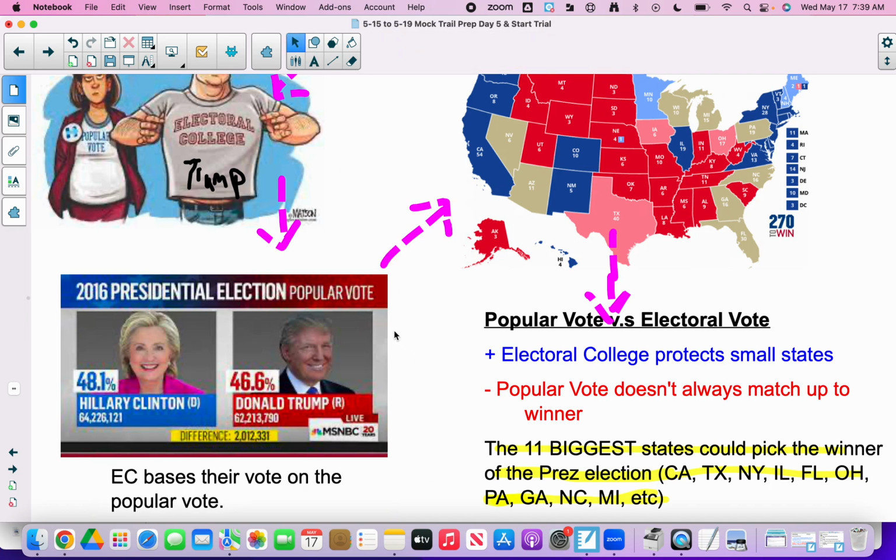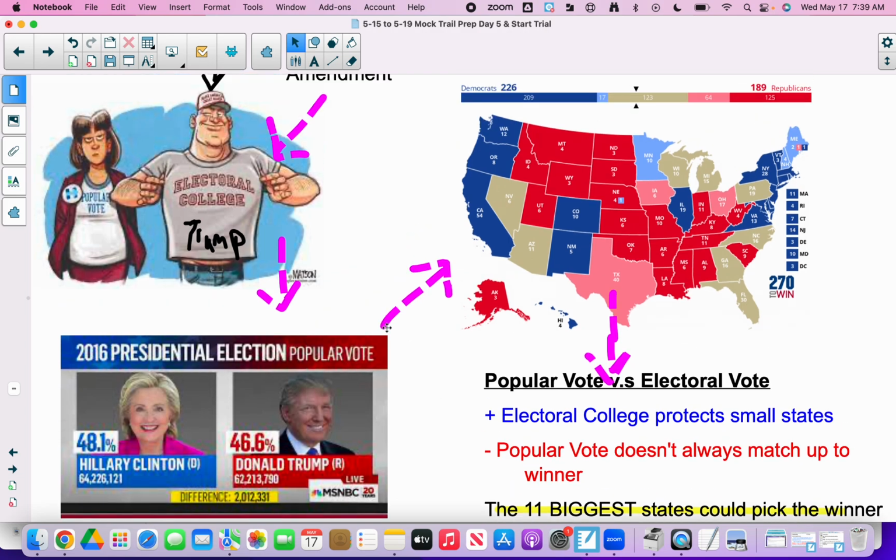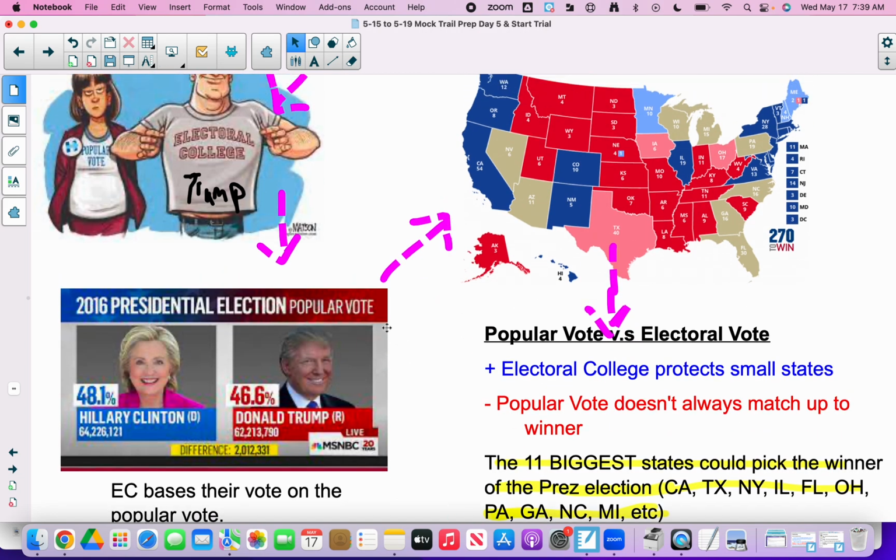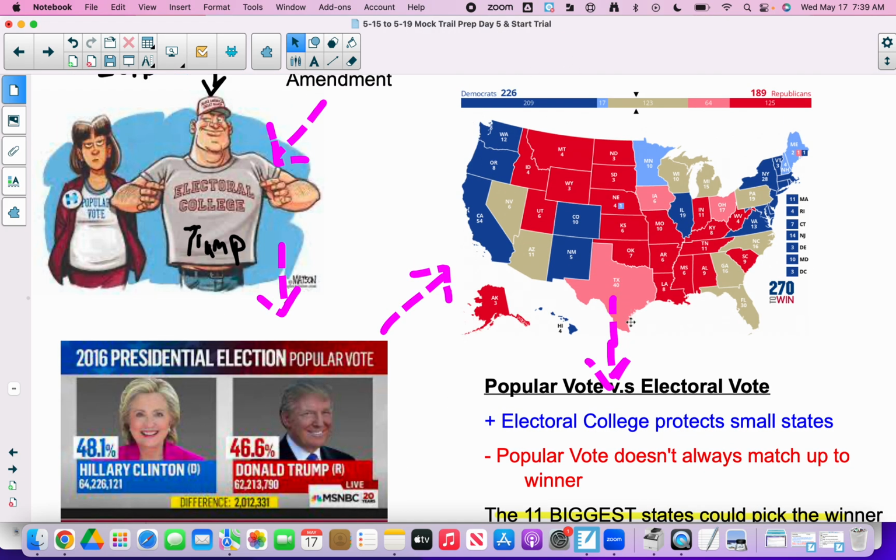But let's look at 2016 just to give you a prime example of how sometimes this doesn't always match up, right? The winner of the popular vote isn't always the presidential winner. Hillary Clinton earned in 2016 64 million votes. Donald Trump only 62 million votes. However, Trump became president. That is because of the Electoral College. Trump won more of these states.